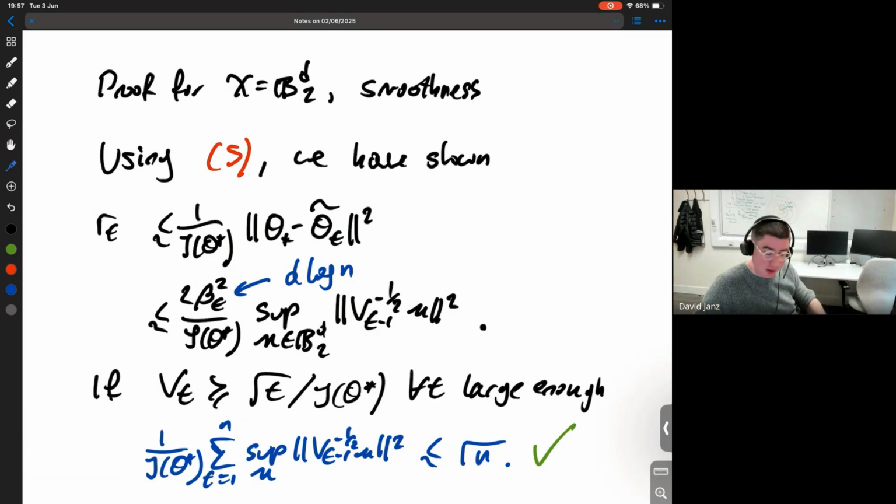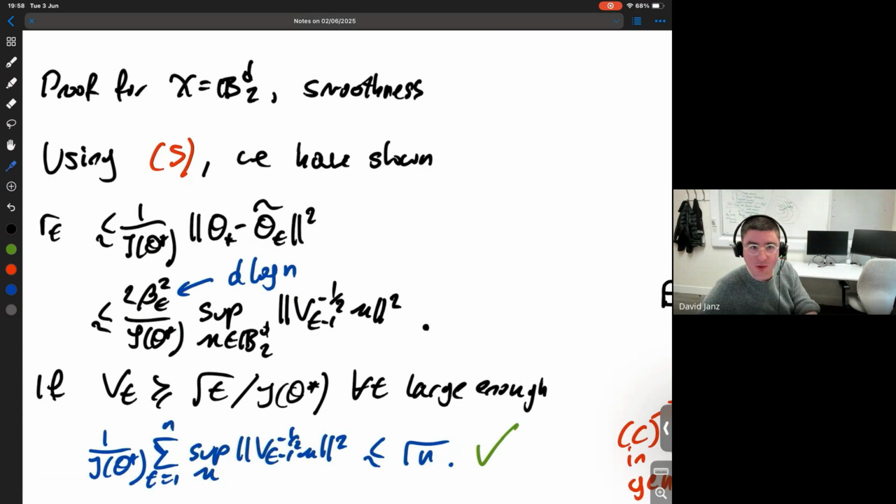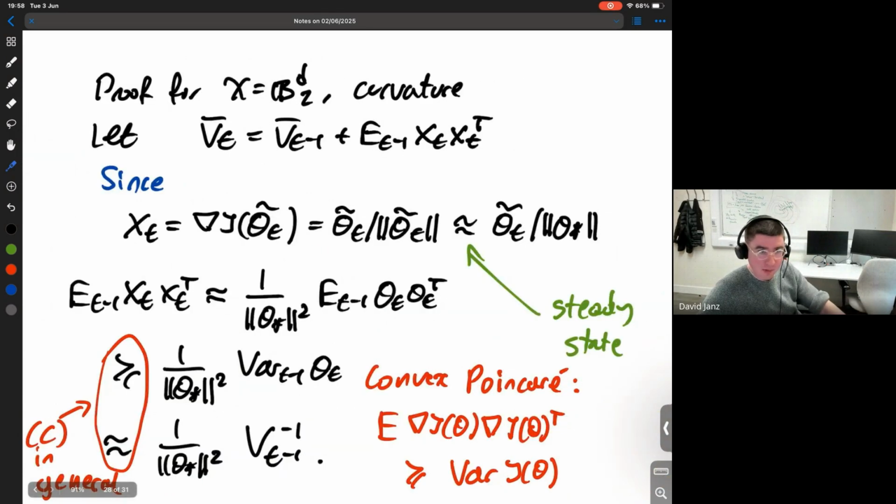And if only we can show that the design matrix grows as square root t divided by J of theta star, to cancel this J of theta star in all directions, then this expression will sum up to square root n, and we'll get exactly the advertised d root n log n regret. And so we're going to show this. This is where our curvature or strong convexity comes in. So again, we're going to do the special case for the L2 ball.